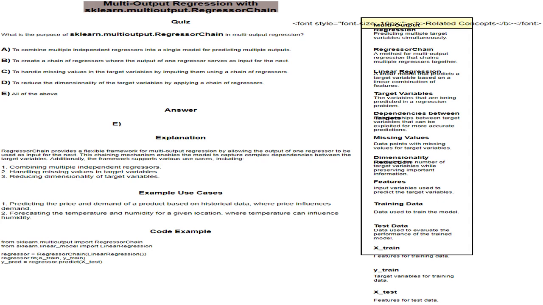Create and train the model: regressor = RegressorChain(LinearRegression()), then regressor.fit(Xtrain, Ytrain). Predict for a new day with temperature 27: Xtest = 27, Ypred = regressor.predict(Xtest). Print: predicted temperature Ypred[0][0], predicted humidity Ypred[0][1].